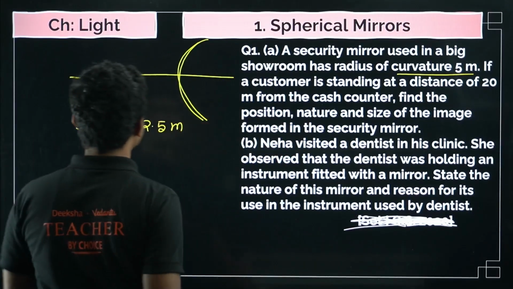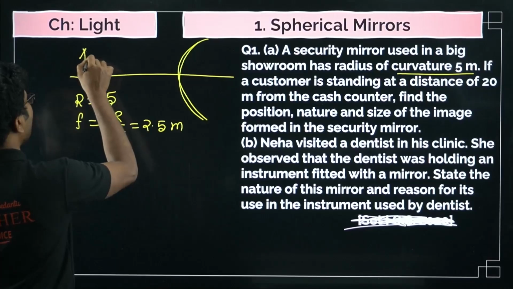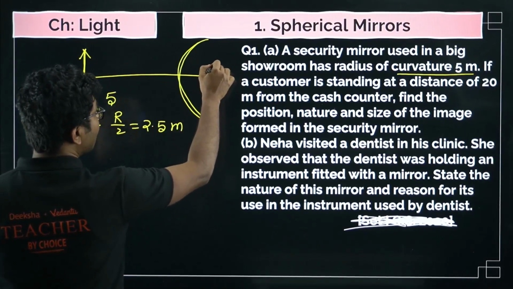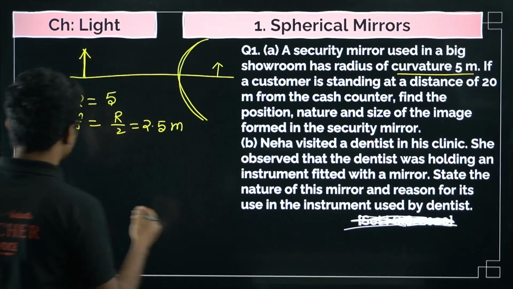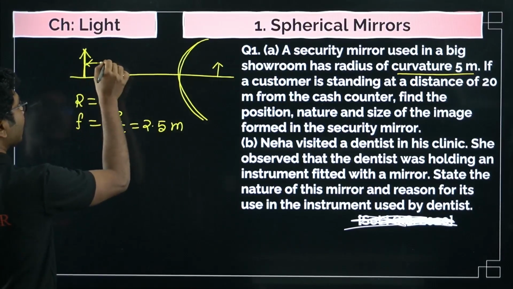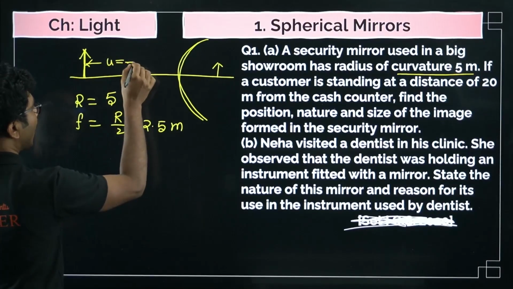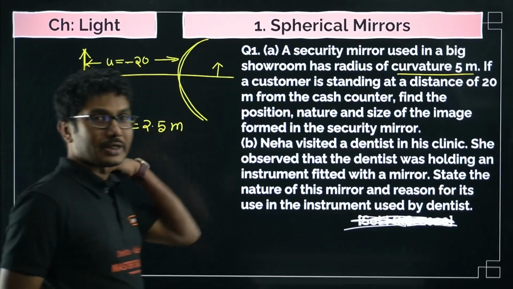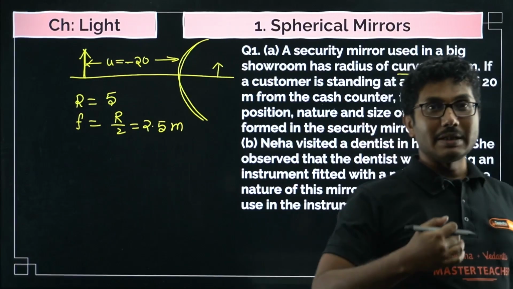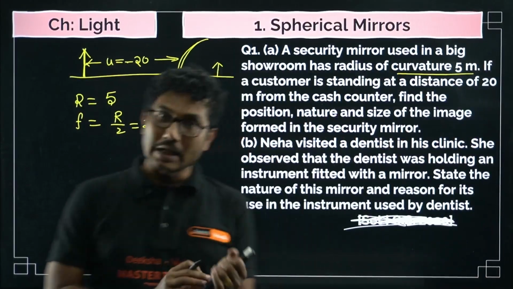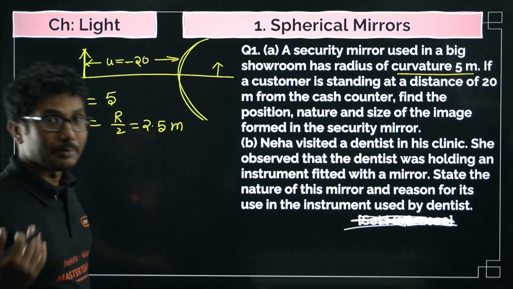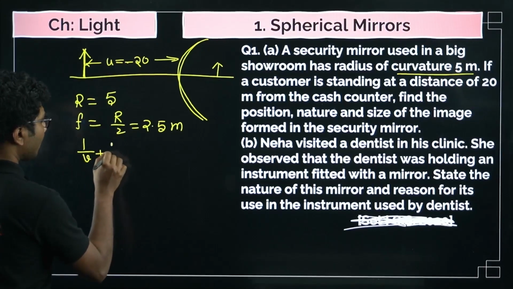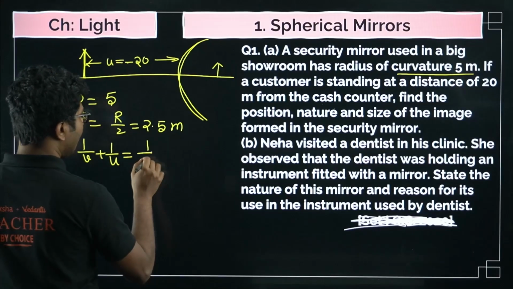Next, the person is standing 20 meter from the mirror. So where will its image form? Its image will definitely form behind the mirror, right? Let's try to find that out. u is given as equal to minus 20. So u is always minus, and as I told you, for convex surfaces f is positive, be it lens or be it mirror, and for concave it is always negative, be it mirror, be it lens, right? So 1 by v plus 1 by u equals 1 by f.